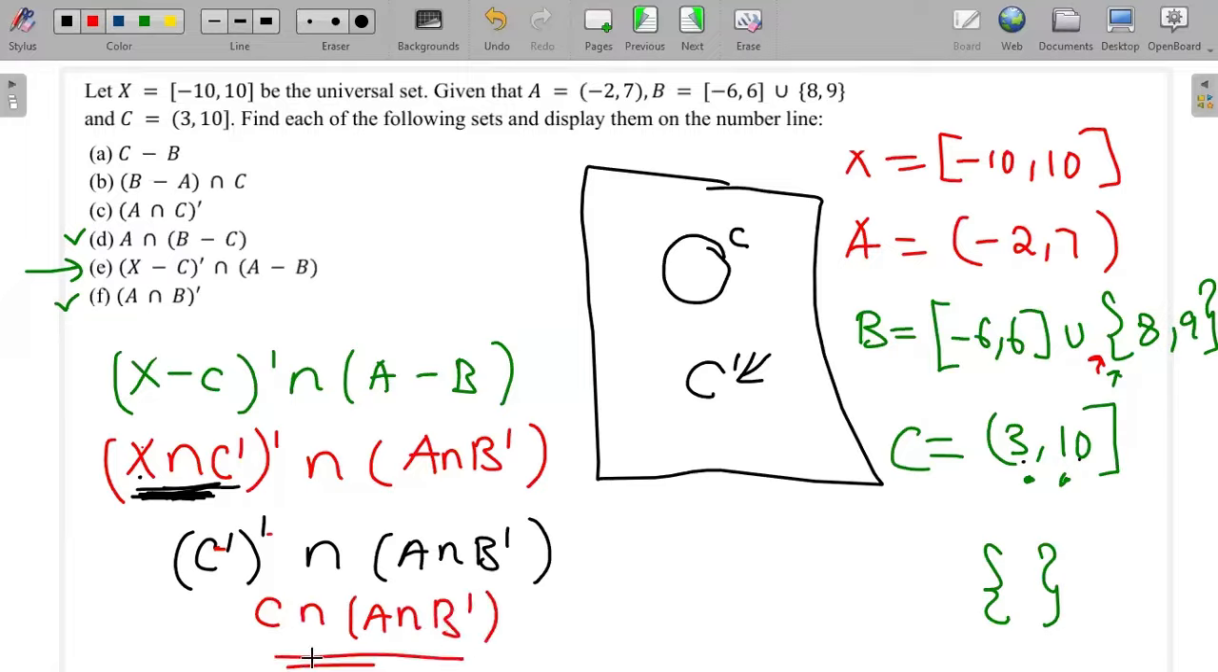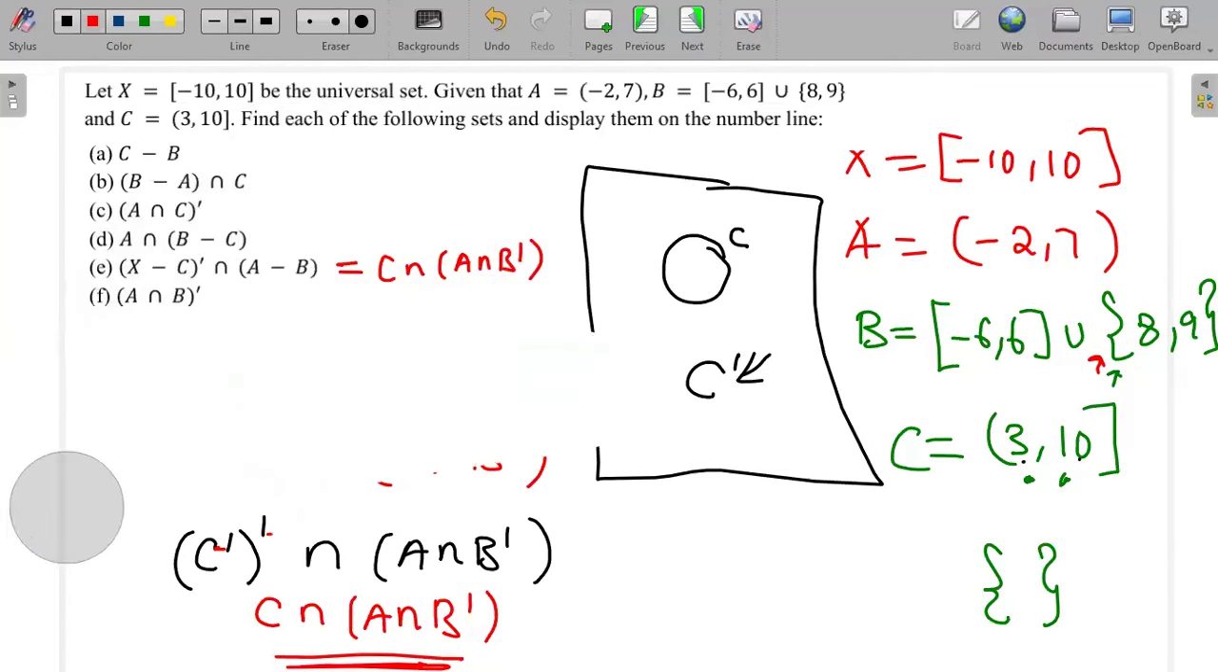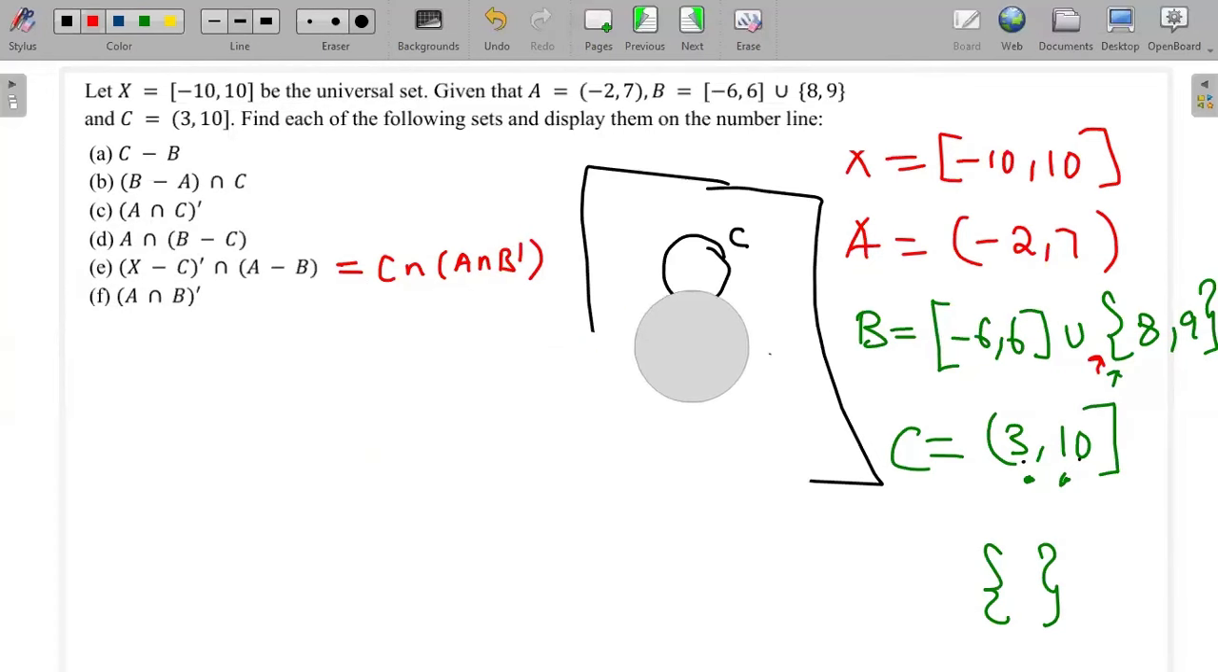So now this here is a simplified set that we can easily plot on the number line, and then we find whatever it will compose of. Let's write it here. This actually simplifies to C intersecting A intersecting B complement. I hope you followed how we did it.